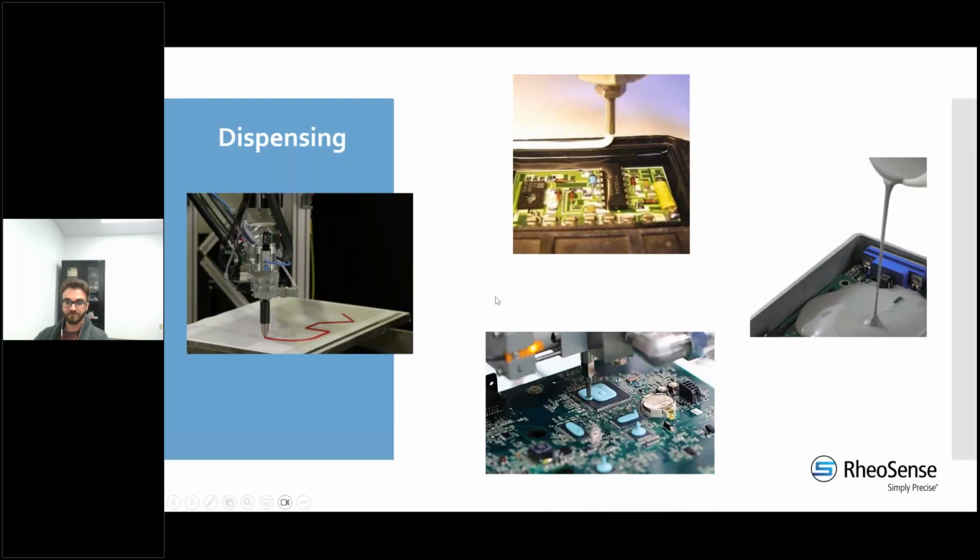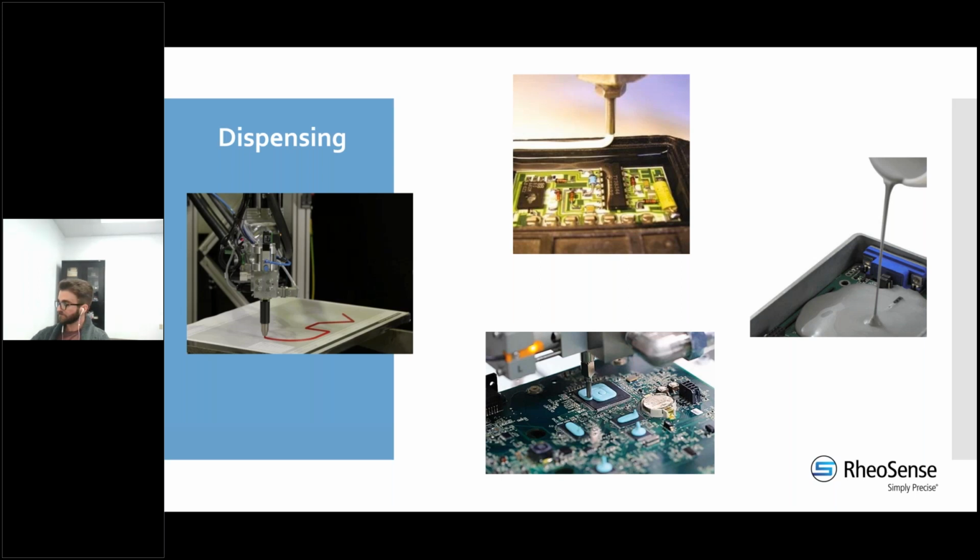So dispensing, like a lot of other things, can now be automated, especially with the creation of EV cars and things. A lot of those things have become automated. So with that, a lot of instruments and machines have now been created to help with that automation. And with that, a lot of these machines also need certain materials with certain viscosities in order to operate properly.